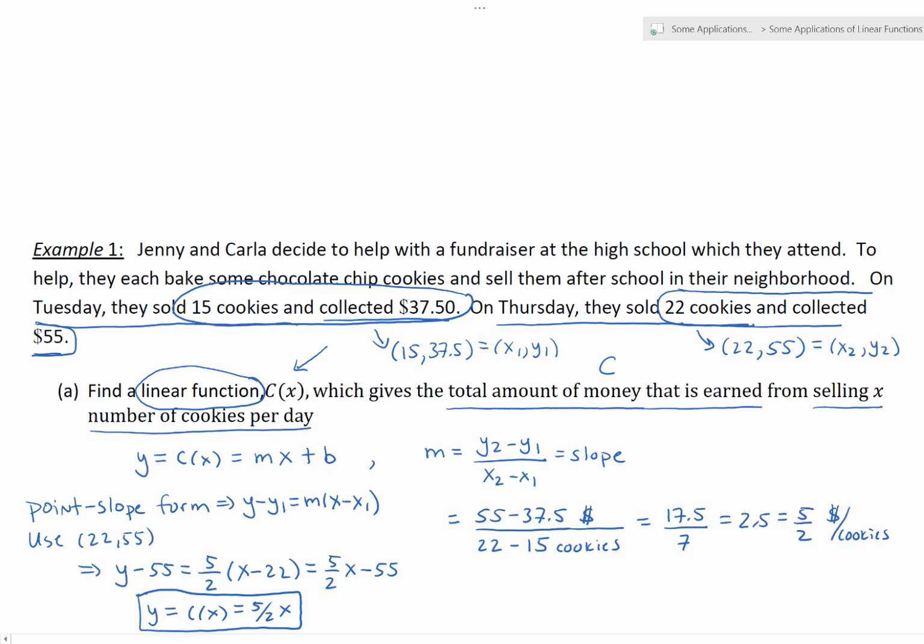So if they sell x cookies on some particular day, then we're going to multiply that by 5/2, giving us the total amount of money that they made. And try to think about that conceptually. What that means is that they're selling each cookie for $2.50.